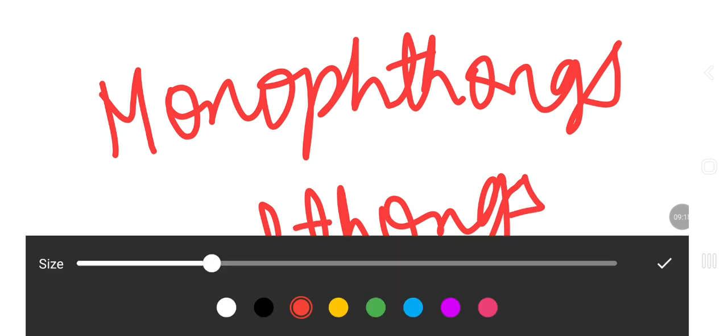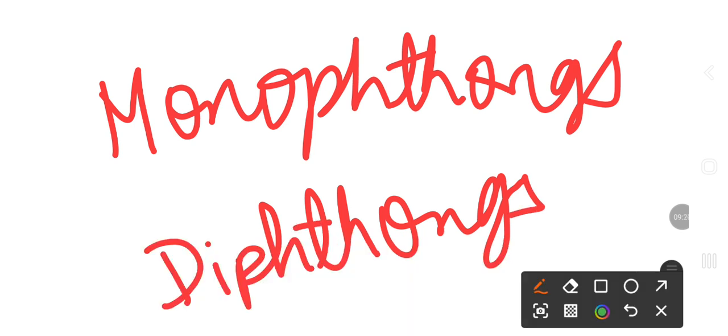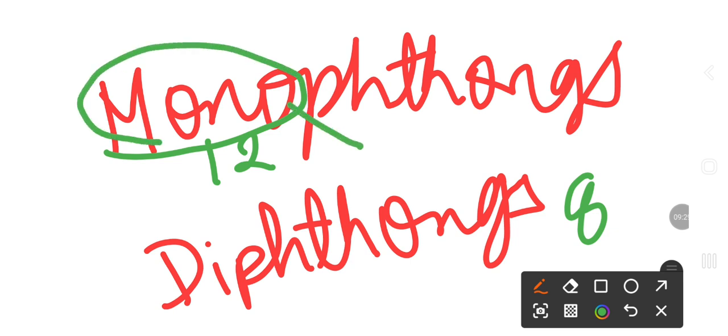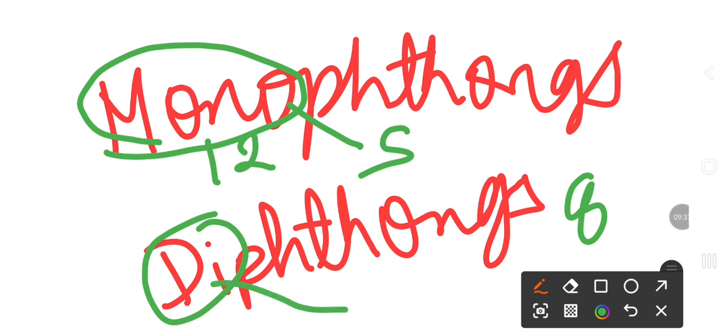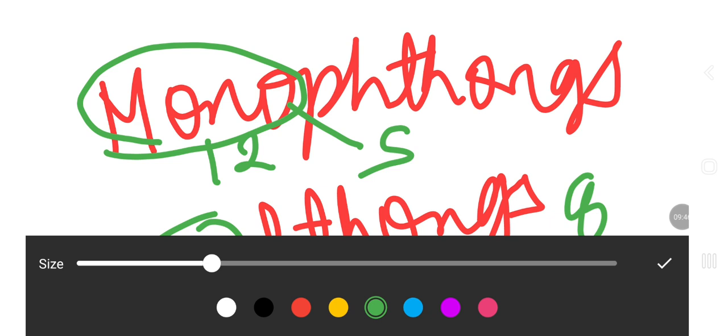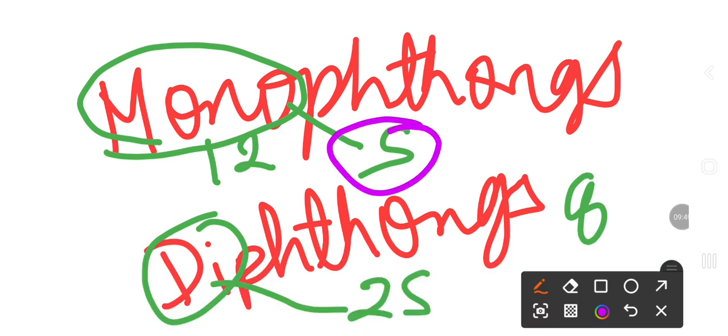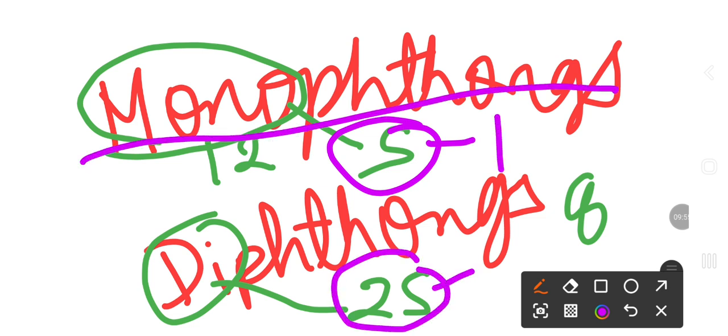How many monophthongs are there? There are 12 monophthongs and 8 diphthongs. Monophthongs are a single symbol or one symbol, and diphthong means a combination of two symbols. So please take care. Monophthongs mean one symbol, right? And diphthong means two symbols. That is why they are called monophthongs, and these are the diphthongs, right?